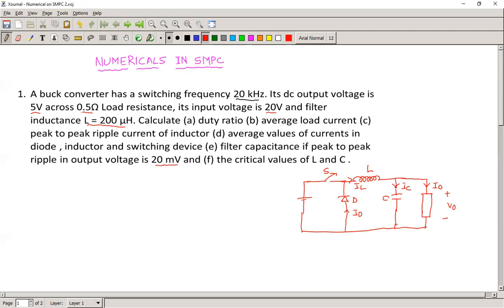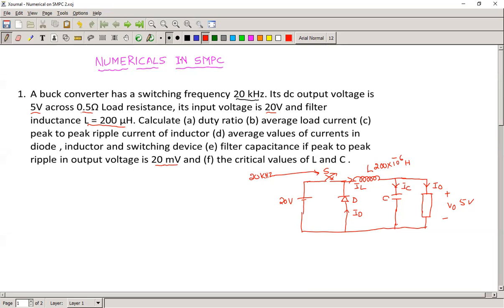Now the input voltage is given as 20 volts. Whatever data is given, we are taking here. The output voltage is 5 volts. The switch is operating with a frequency of 20 kilohertz. The value of inductance is given as 200 microhenries, which we convert into henries, 200 times 10 to the power minus 6 henries.